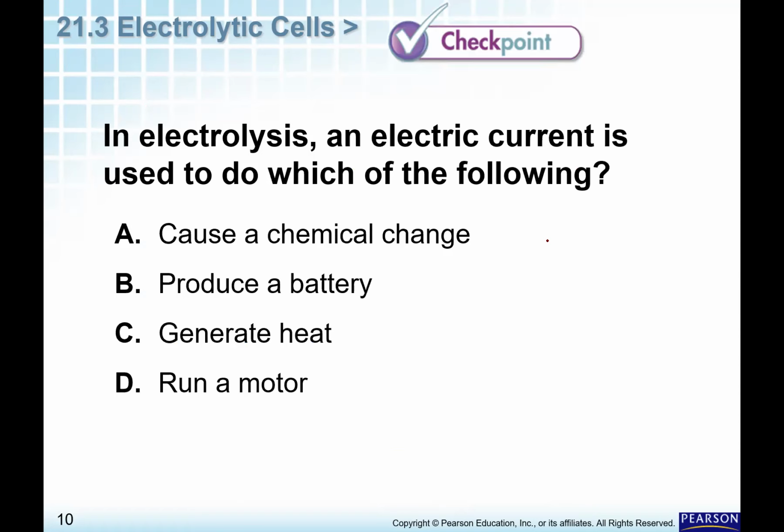Now here's the question for you. The question says: in electrolysis the current is used to do which of the following? Is it to cause a chemical change, to produce a battery, to generate heat, or to run a motor? What do you guys think?